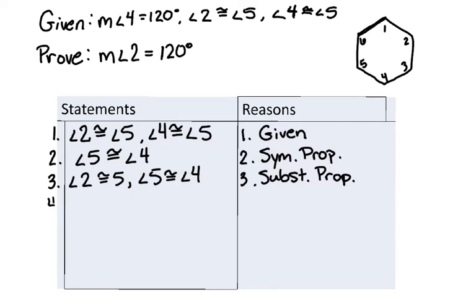Alright, let's go to 4. Well, we do have the transitive property in this last statement, in statement 3. So we can go ahead and say angle 2 is congruent to angle 4 using the transitive property.